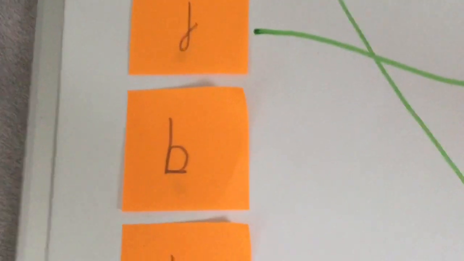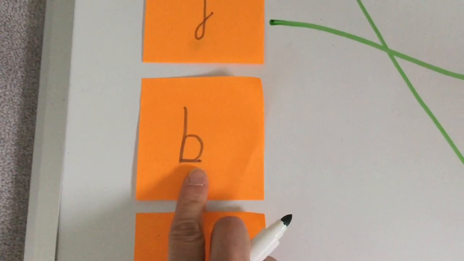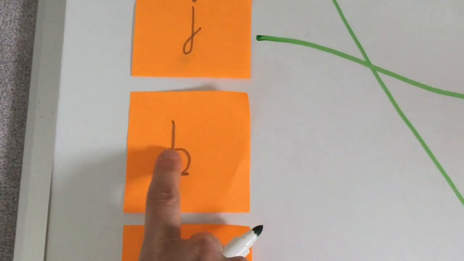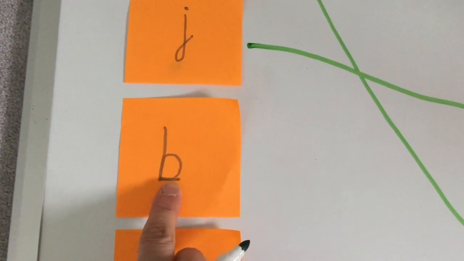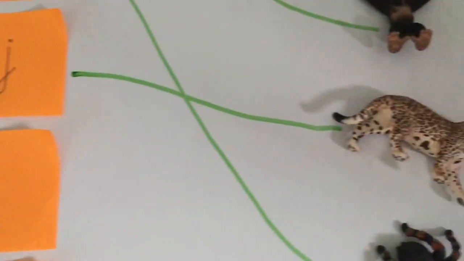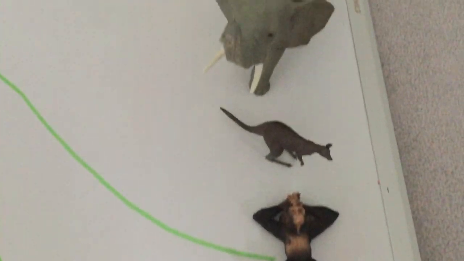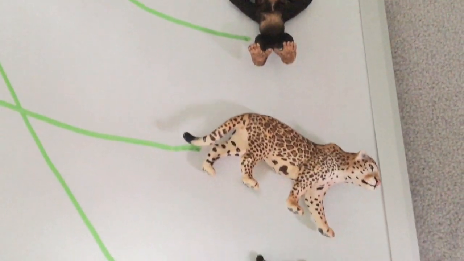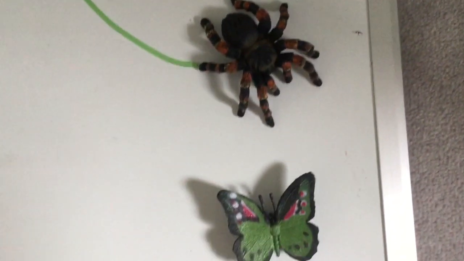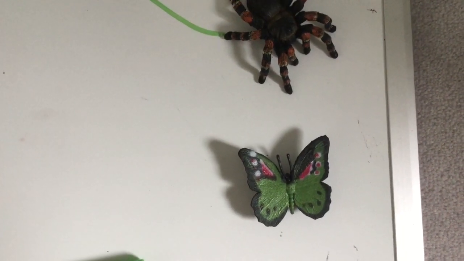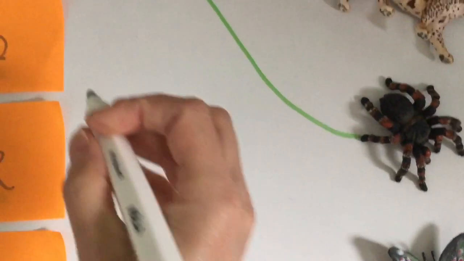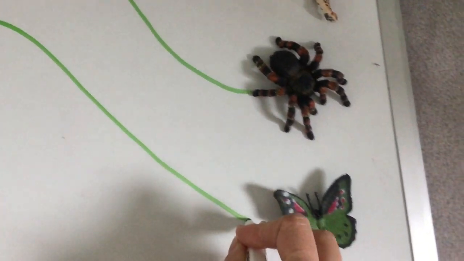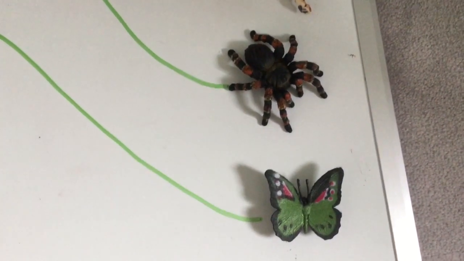Let's have a look at the next sound. What have we got here? Well done, it's a b. We've got the bat and the ball, b. So let's see, is there an animal that begins with a b here? B for, oh, b for butterfly. Well done. Let's join the b to the butterfly. Fantastic.